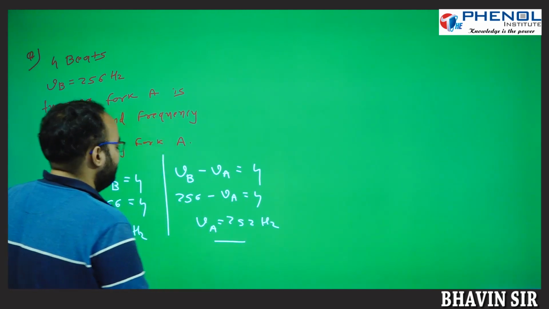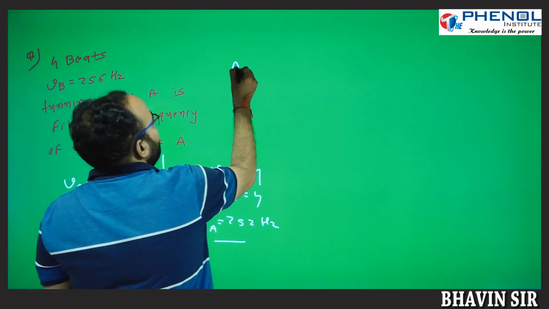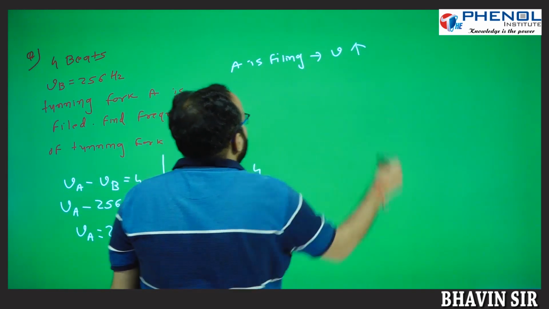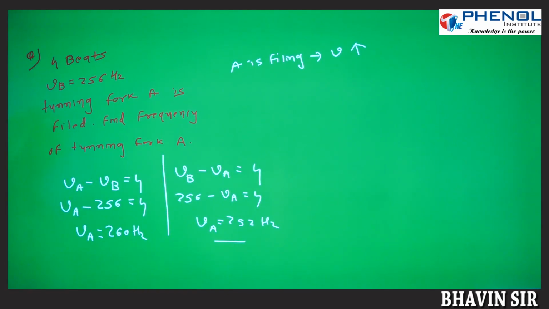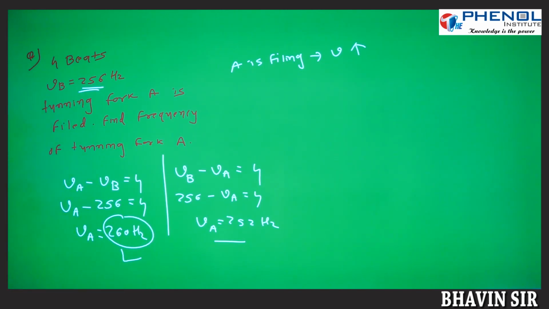252 hertz. Now see students, here A is filed. A is filed, meaning sharpness increased, so frequency increased. So if we take 252, that is less than 256, but the frequency increases, so the answer must be more than 256. So what do you take? 260. Why do we select 260? Because when A is filed, its frequency is increased, so frequency is more than 256. So we select 260 hertz as the answer.